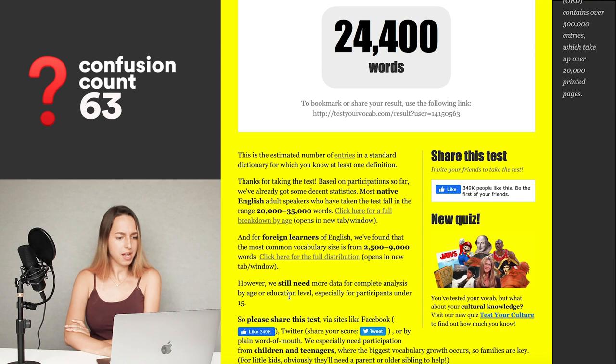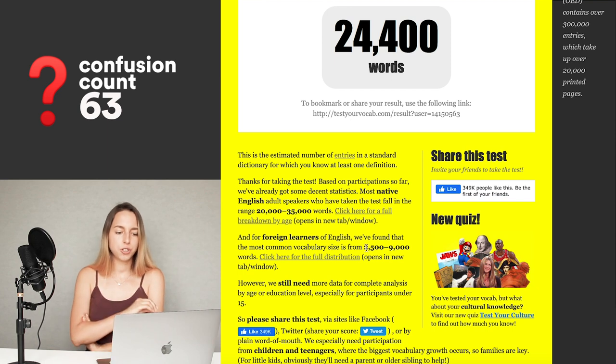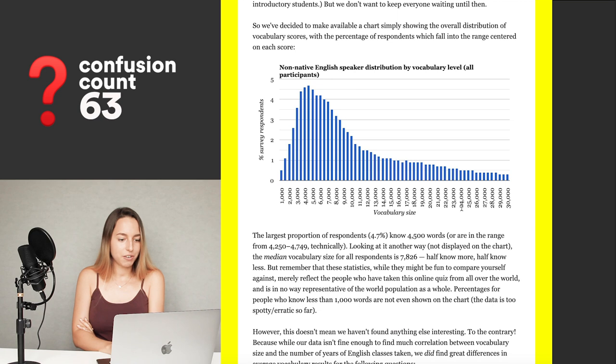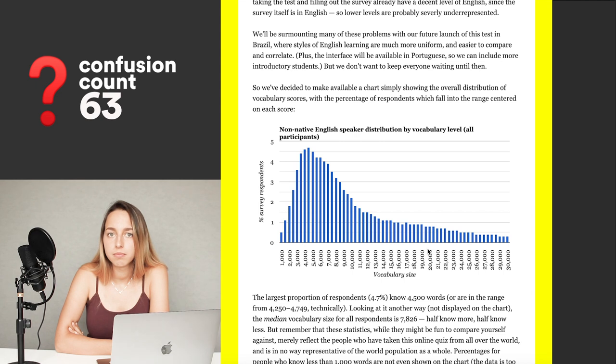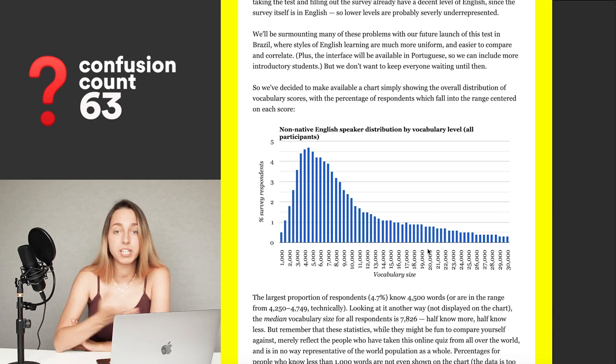I'm very impressed. Wow. And for foreign learners of English, we found that the most common vocabulary size is from 2,500 to 9,000. Okay, so most people are in this range. So it's kind of until 11,000, maybe 12,000. Guys, I'm shocked, not gonna lie. I thought I would be somewhere around 15,000, maybe 10,000. It's already not bad.